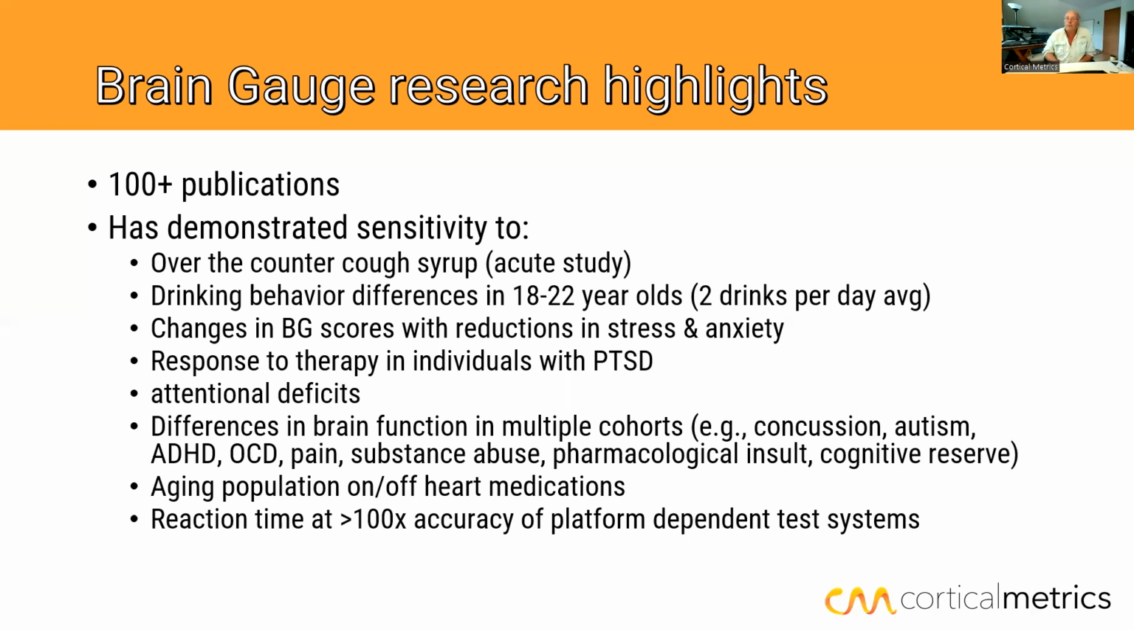Response to therapy in individuals with PTSD, attentional deficits. We've seen differences in brain function in many, many cohorts: neurodevelopmental disorders like autism and ADHD, traumatic injuries such as concussion, pain, substance abuse, and cognitive reserve. We've seen changes with the aging population, on and off heart medications. And as we already mentioned, we have reaction time at over 100 times the accuracy of platform-dependent test systems.